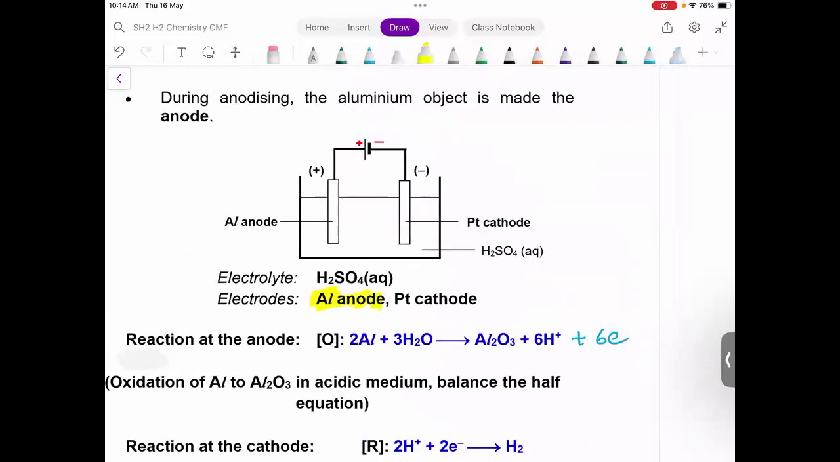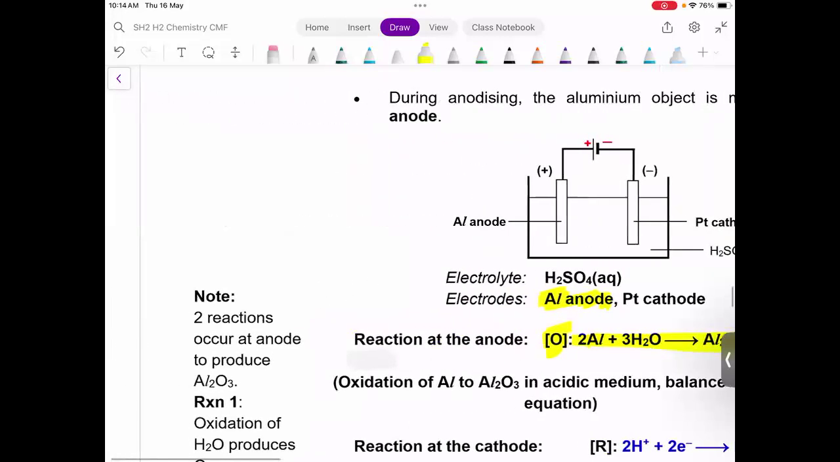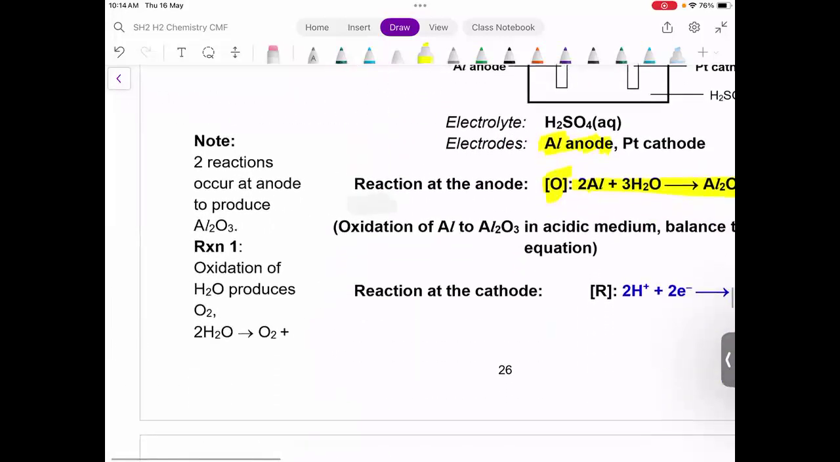At the anode is where oxidation takes place. This is the overall equation that is taking place. But if you look at the side note, the oxidation is actually a combination of 2 reactions. Reaction number 1 is oxidation of water to form oxygen gas.